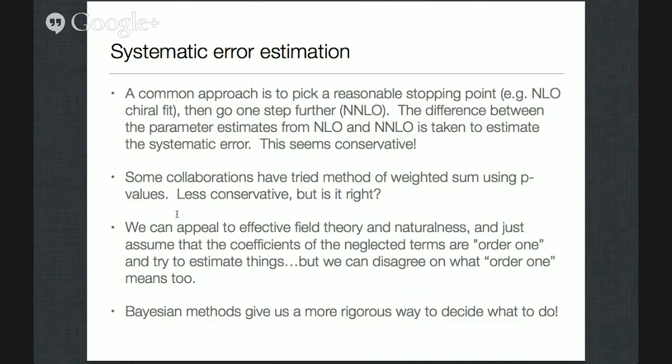Here, we can always just appeal to the physical ideas of effective field theory and naturalness and just say, all right, we know what coefficients we're missing. We just assume they're all order one and try to estimate how big the systematic error we're making is based on that. The problem with that is we can all disagree on what exactly order one means. Should we put in one or two, or should we try to marginalize, to sum over it in some way?